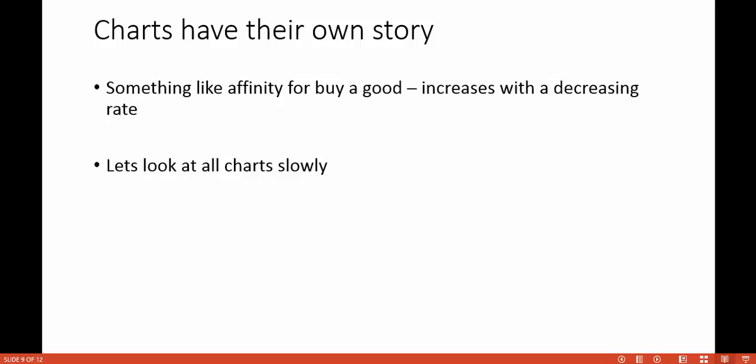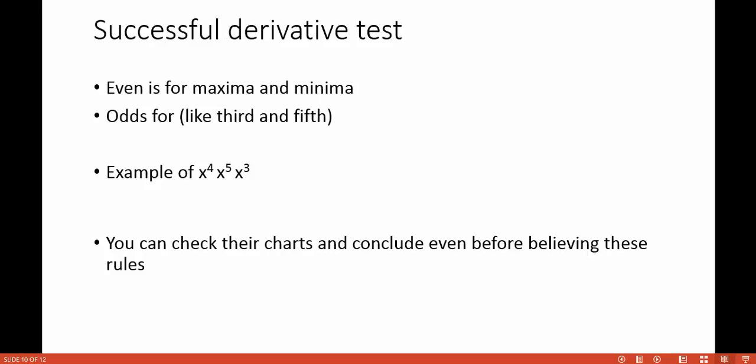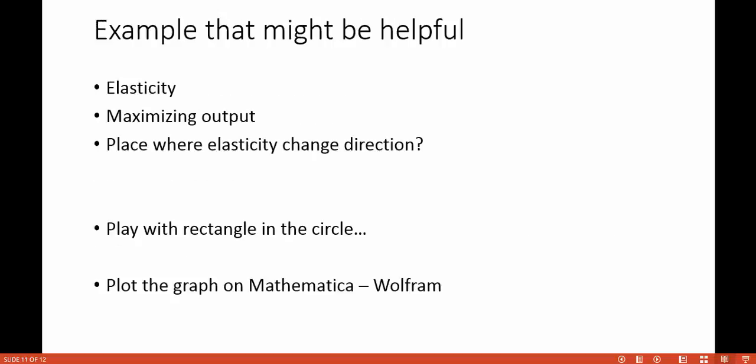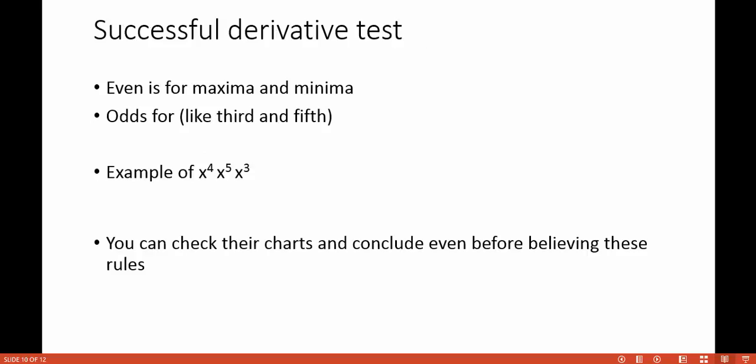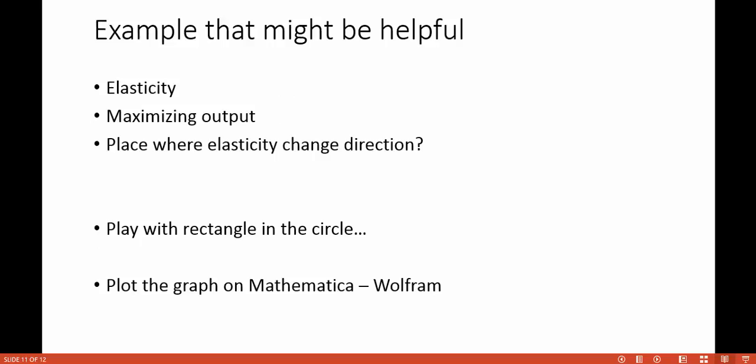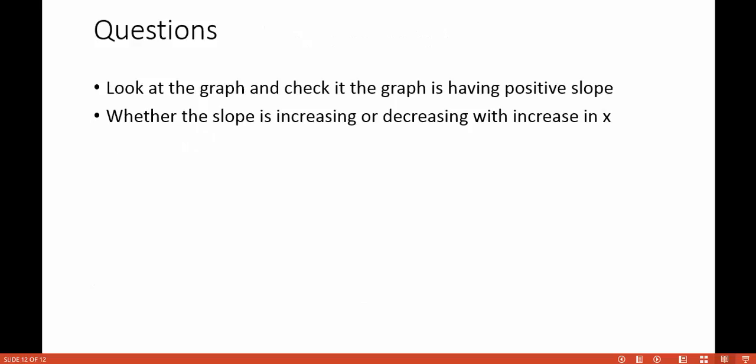Now charts have their own story, which we'll look at in the charts given in the book. We should also be able to draw the graph of x cube or x to the power 5 or x to the power 4, because all of these graphs have something in common, and we'll look at the maximum and the minimum point of these graphs. Some places where we might see this are elasticity or maximizing the output, finding out the maximum part, and we'll also use the Wolfram website. Now we'll look at the book and see the graphs and try to understand this part, like the maxima, minima, and things like that.